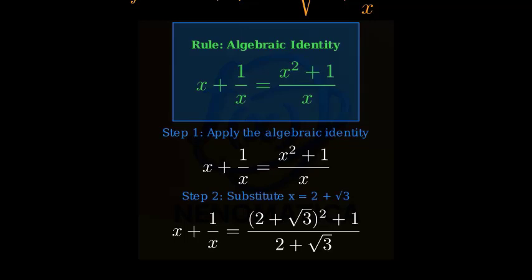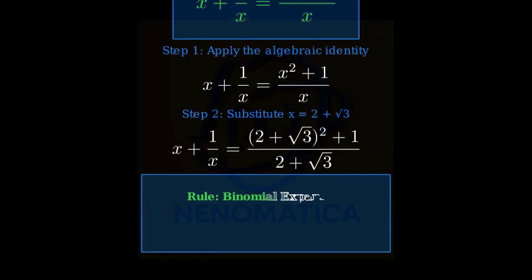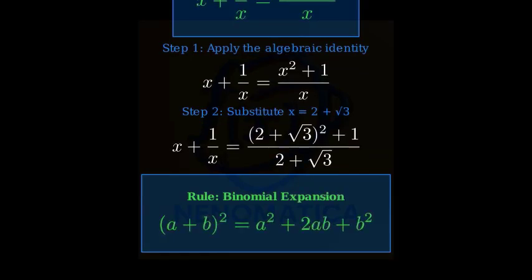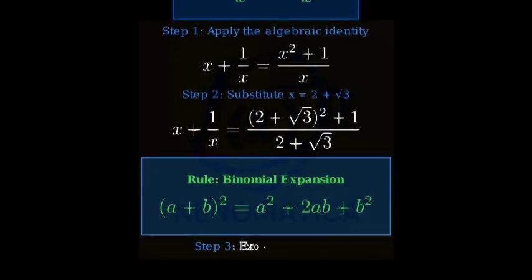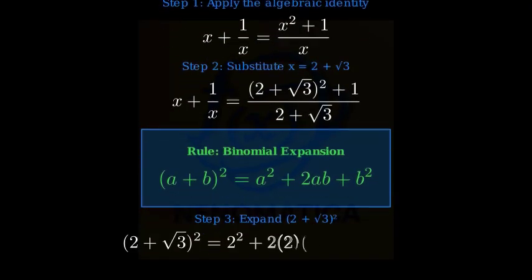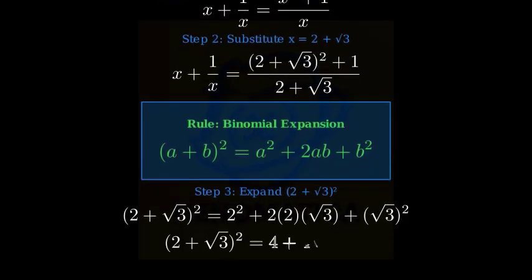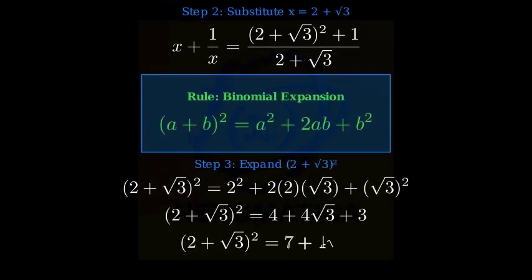Let's expand the expression in the numerator. We can use the binomial expansion formula. a plus b squared equals a squared plus 2ab plus b squared. So 2 plus square root of 3 squared equals 2 squared plus 2 times 2 times square root of 3 plus square root of 3 squared. This gives us 4 plus 4 times square root of 3 plus 3, which simplifies to 7 plus 4 times square root of 3.